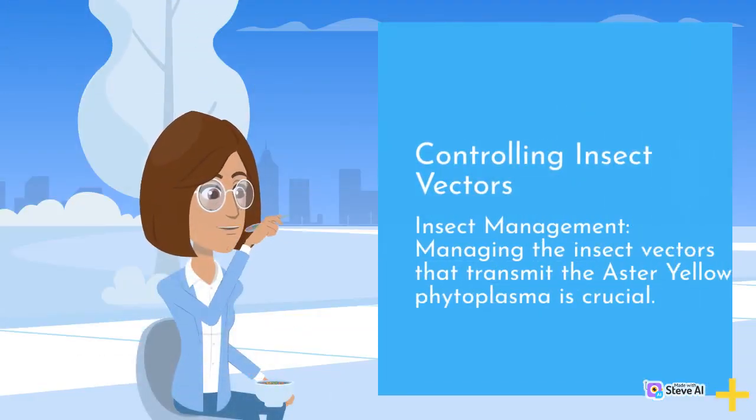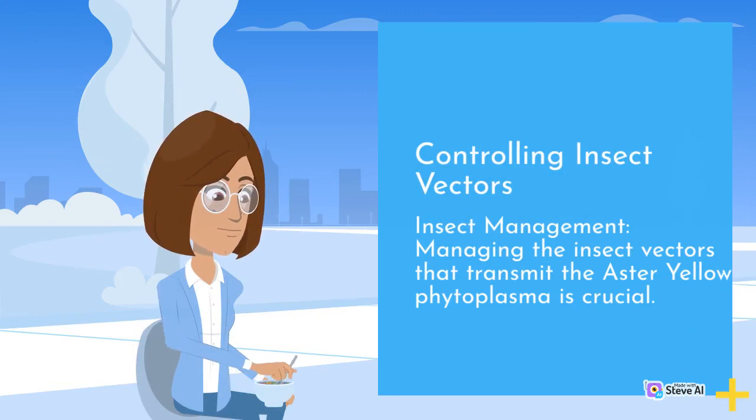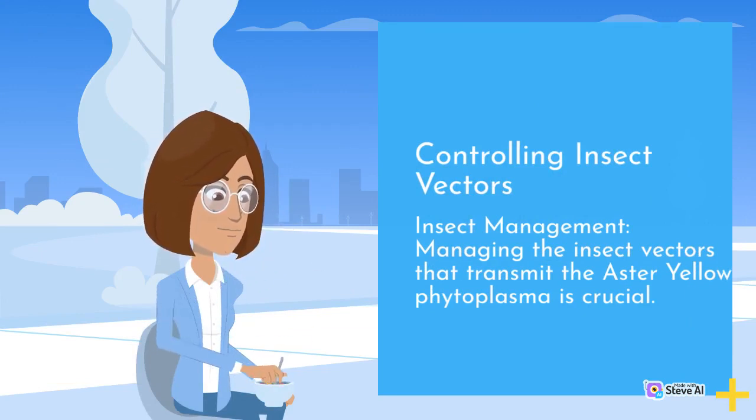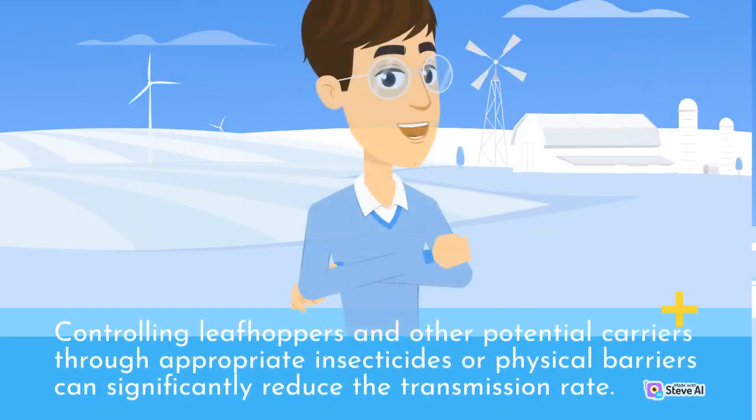Controlling insect vectors. Insect management. Managing the insect vectors that transmit the Aster Yellow phytoplasma is crucial. Controlling leafhoppers and other potential carriers through appropriate insecticides or physical barriers can significantly reduce the transmission rate.